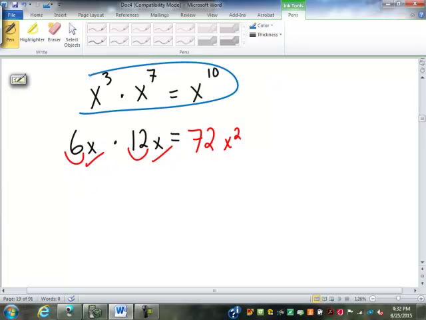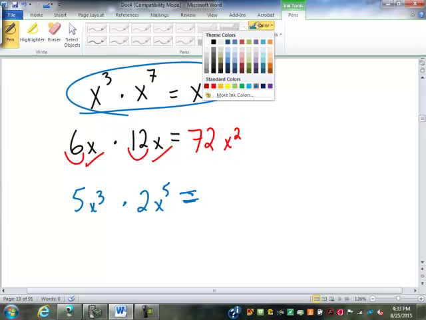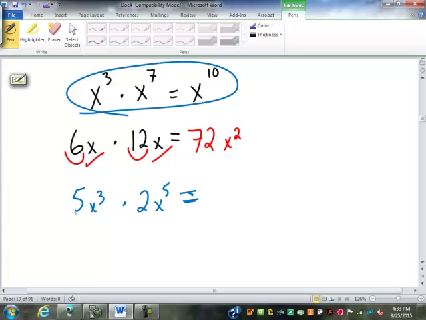Now that we know this, we can have 5x to the third times 2x to the fifth. So we're going to combine the counts. 5 times 2 is 10. Then also combine the names. X to the third times x to the fifth is x to the eighth. Good. We add the powers when we multiply.